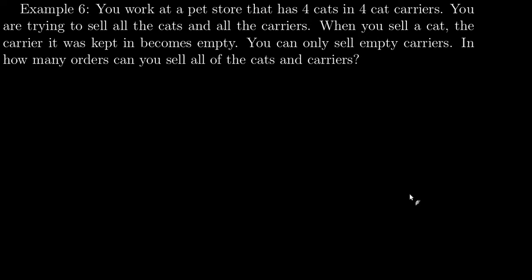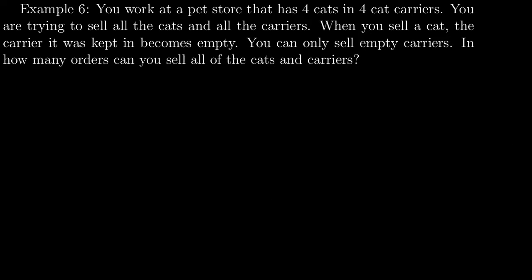Alright, final example. You work at a pet store that has 4 cats and 4 cat carriers. You are trying to sell all the cats and all the carriers. When you sell a cat, the carrier it was kept in becomes empty. You can only sell empty carriers. In how many orders can you sell all the cats and carriers? Pause the video, solve this.